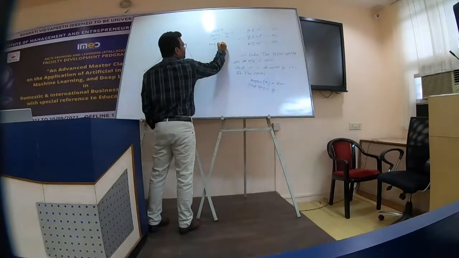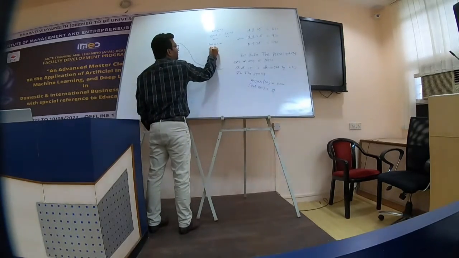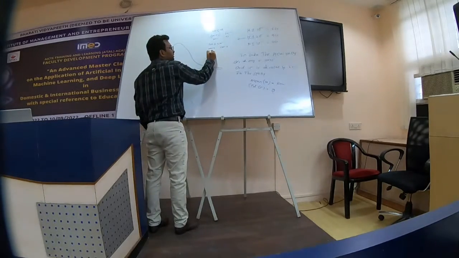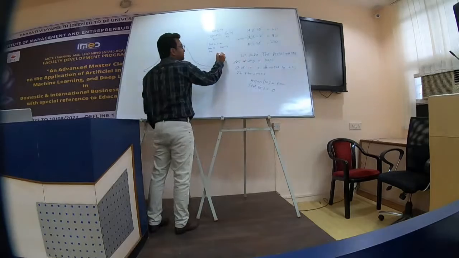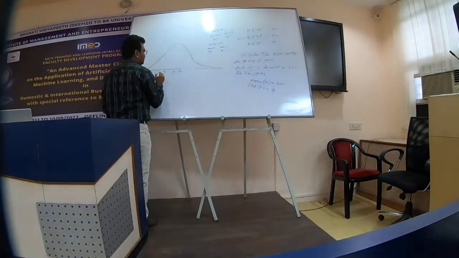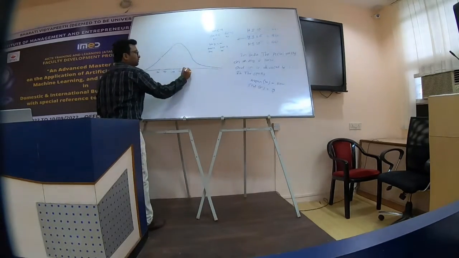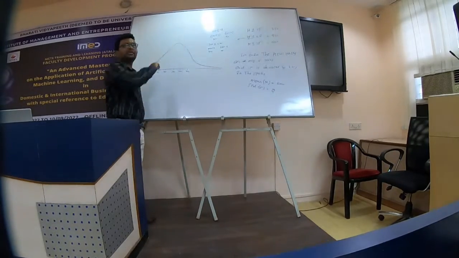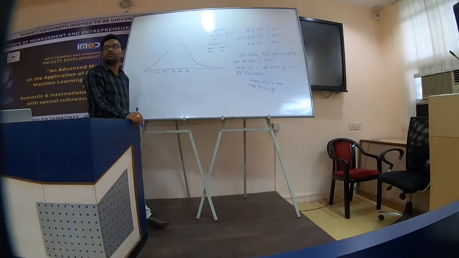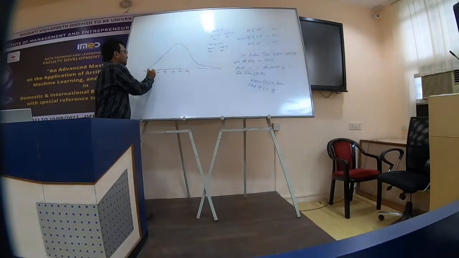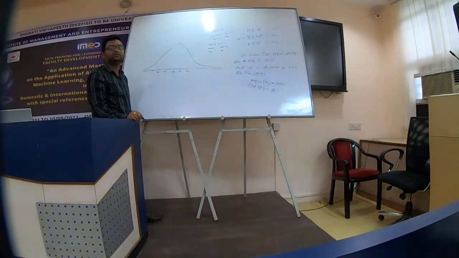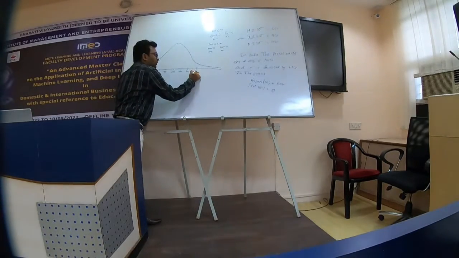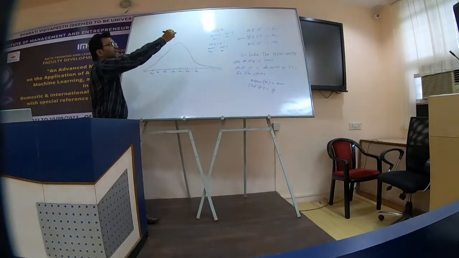2 into 2. So one is 100 plus 4 and one is 100 minus 4. 100 plus 4 how much? 104. 100 minus 4 how much? 96. So 96 here, 104 here. Now tell me mu plus or minus 3 sigma values. 94 to 106.